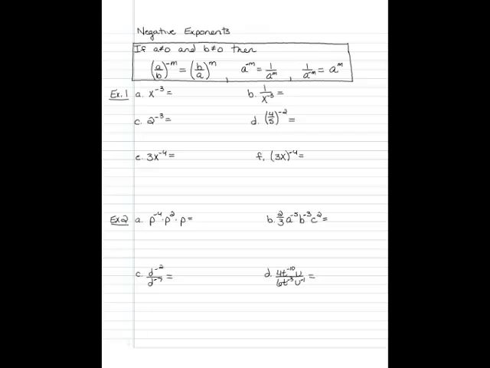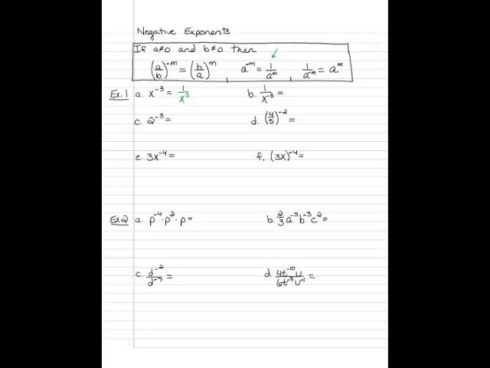So for part A we have x to the negative third power. Whenever you have a negative exponent, it effectively takes the reciprocal of the base. So here we have x to the negative 3 power. This can be rewritten as 1 over x to the positive 3 power. Here we are applying this rule right here.